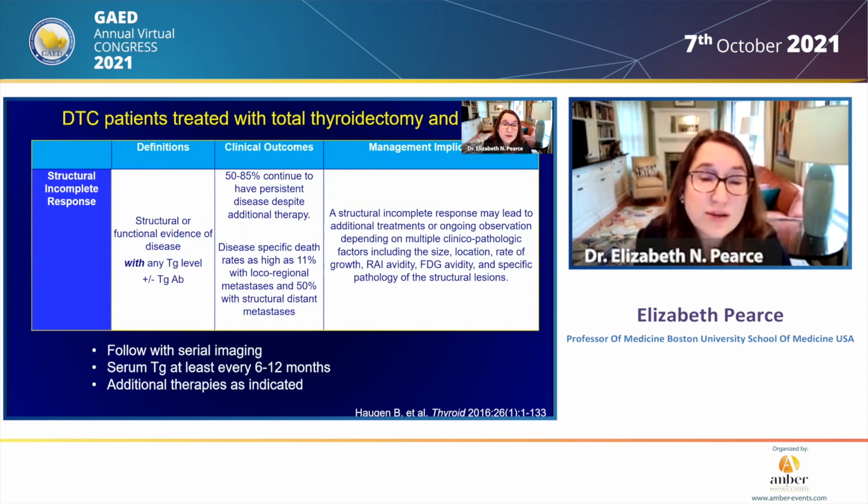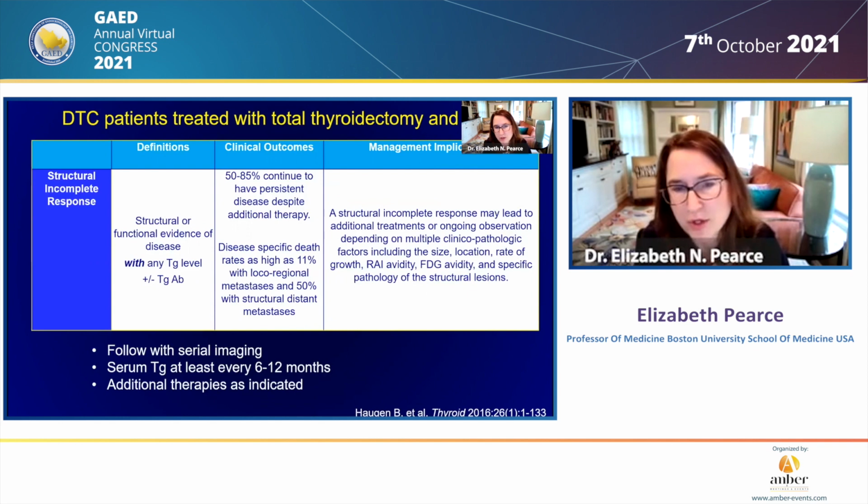Structural incomplete response, these are patients where we know where the disease is. We can see it, we can measure it. It doesn't really matter at this point what the thyroglobulin level is. Most of these patients are going to continue to have persistent disease, even if we give them additional therapy. And these are the patients where we worry about mortality risk.